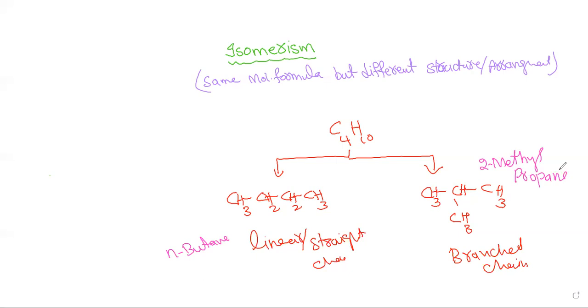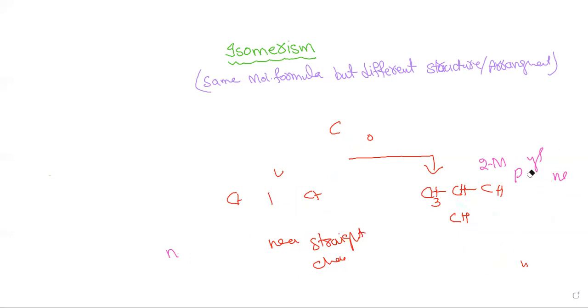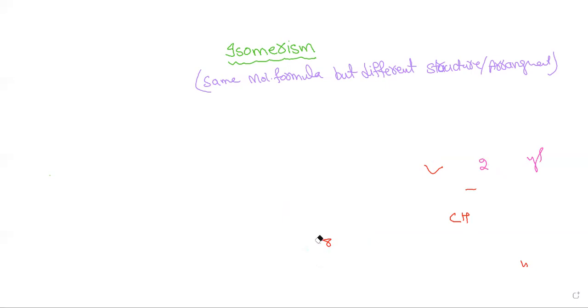Why is n-butane, or simple butane, an isomer of 2-methyl propane? Just because they have the same molecular formula. Yes, the same molecular formula. That's right. So now we will move toward the types. What two possible types of isomers exist? One is the structural isomer and the other is the stereoisomer.